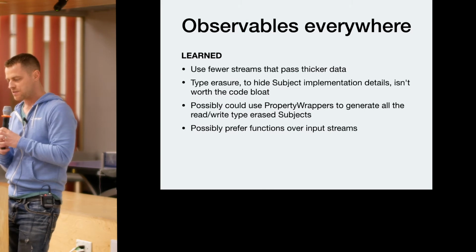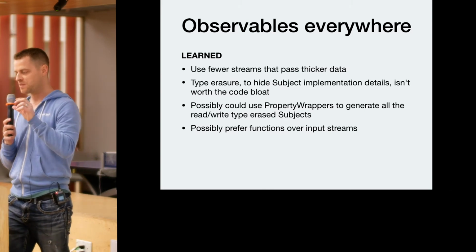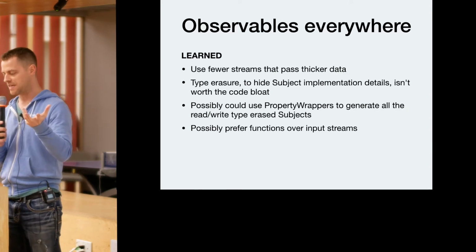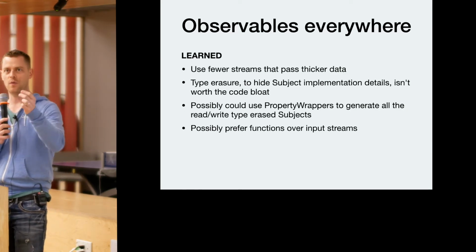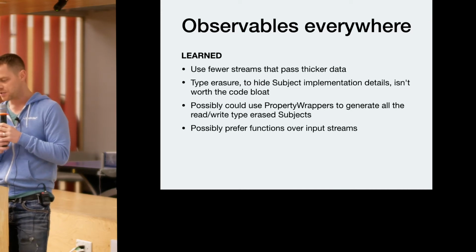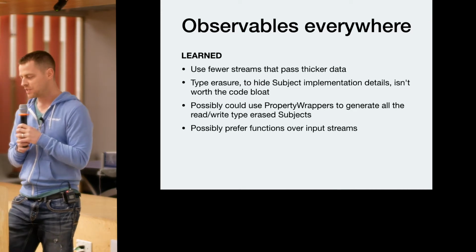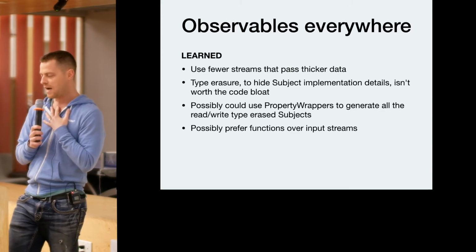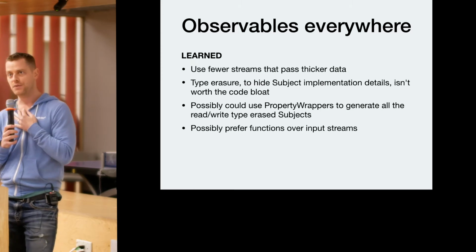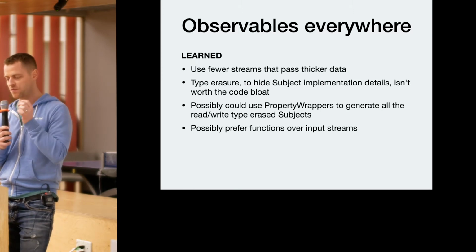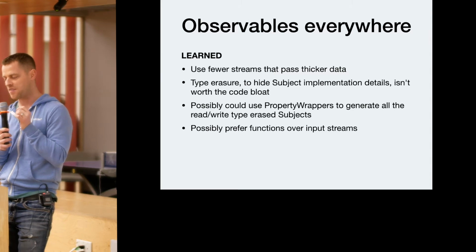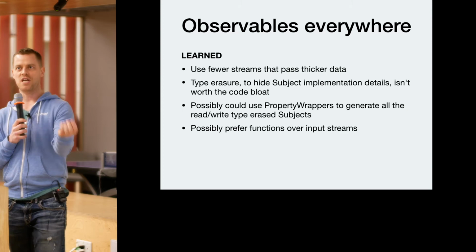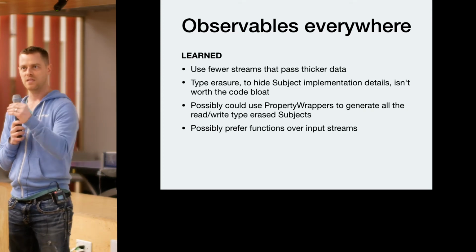So what are the lessons learned? Use fewer streams that pass thicker data, like if I'd passed the enum or some more complex data structure instead of a whole bunch of void streams or simple data structures. Type erasure to hide subject implementation details: I personally don't think it's worth the code load. But if we really had to do it, to manage the read-write for a good API, I think now with Swift 5.1, I would investigate using property wrappers to generate this code. So the code will be terse and simple.